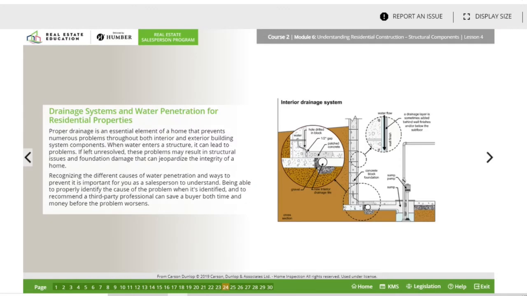Poor drainage. Proper drainage is an essential element of a house that prevents numerous problems throughout both interior and exterior building system components.